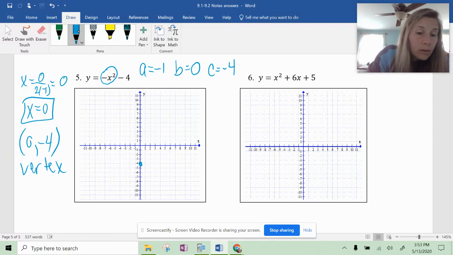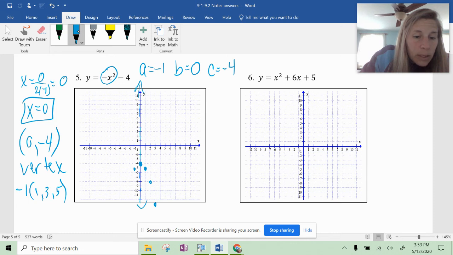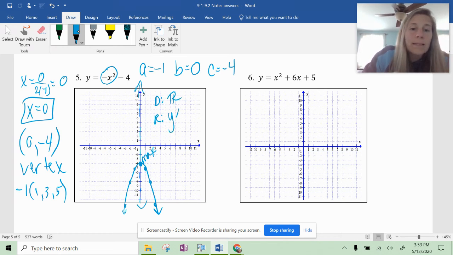So we're going to plot that. The axis of symmetry is that y-axis itself. The graphing pattern is going to be -1 times 1, 3, and 5. So down 1 over 1, down 3 over 1, and down 1, 2, 3, 4. It's like one box off the bottom there. Same thing on the other side. Draw my parabola through those points. I see my vertex is a maximum. The domain is all real numbers, and the range is y is less than -4.